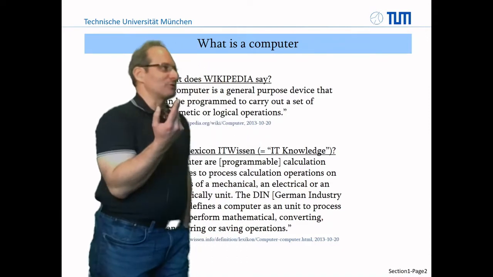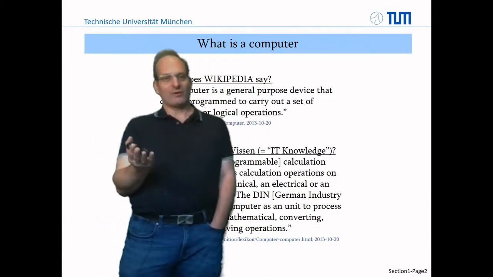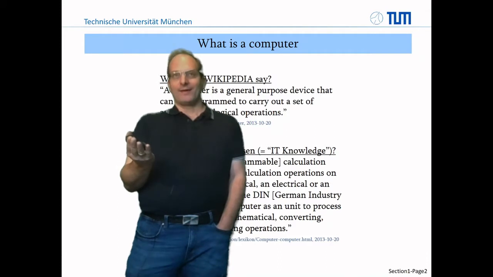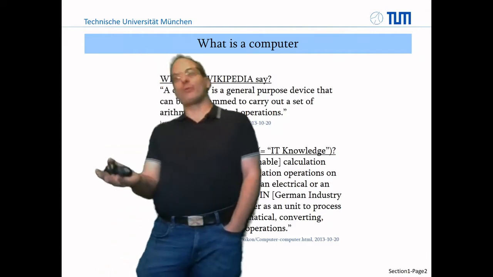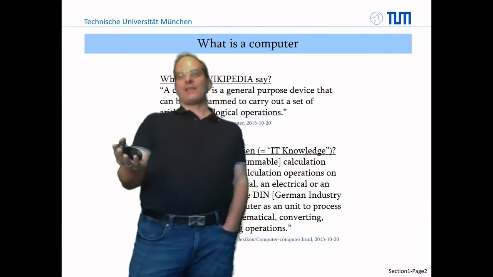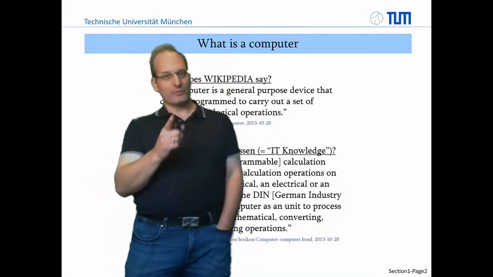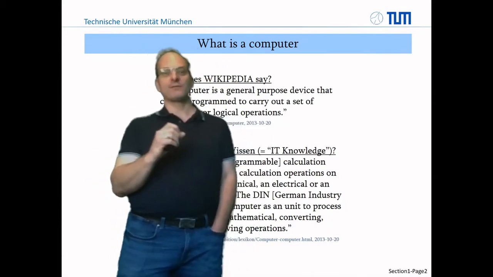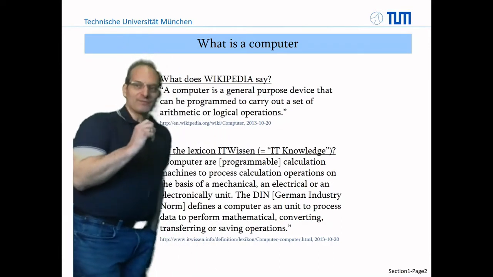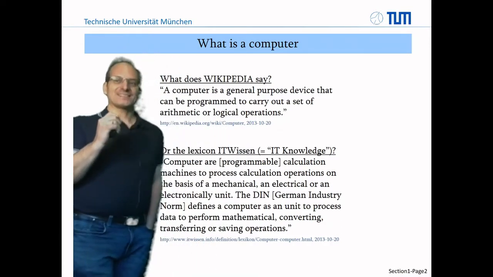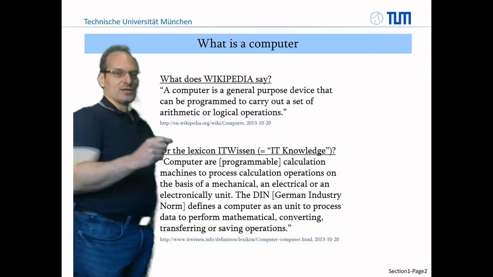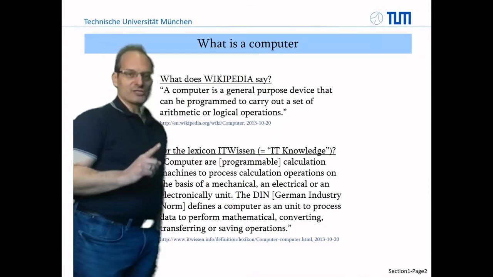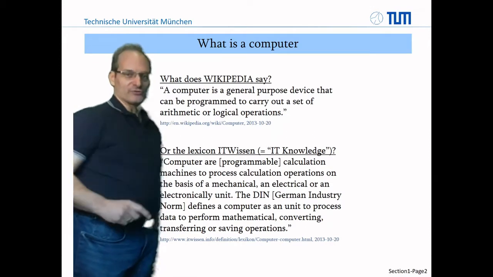So what is a computer? How would you explain a computer? If you search Wikipedia, you will find something like: a computer is a general purpose device that can be programmed. This programming aspect is quite important. It can be programmed to carry out a set of arithmetic and logic operations. So arithmetic and logic operations, calculation for example, are quite important.